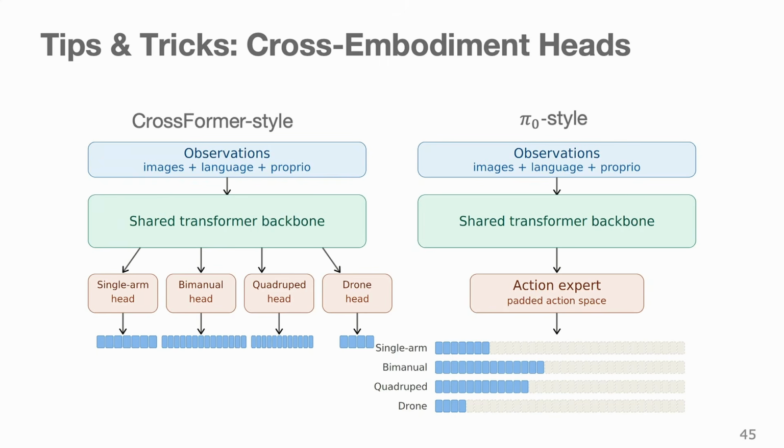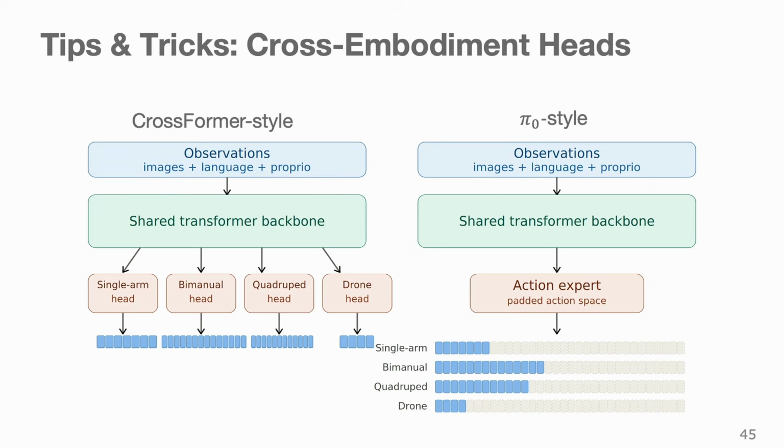One, on the left, is the CrossFormer style approach, where you have a shared transformer backbone that processes the observations and then routes this to separate embodiment-specific action heads, with the benefit that you can easily have variable length outputs to accommodate different control frequencies. But of course, the downside is that if you want to add a new embodiment, you will need to add a new head and probably fine-tune it.